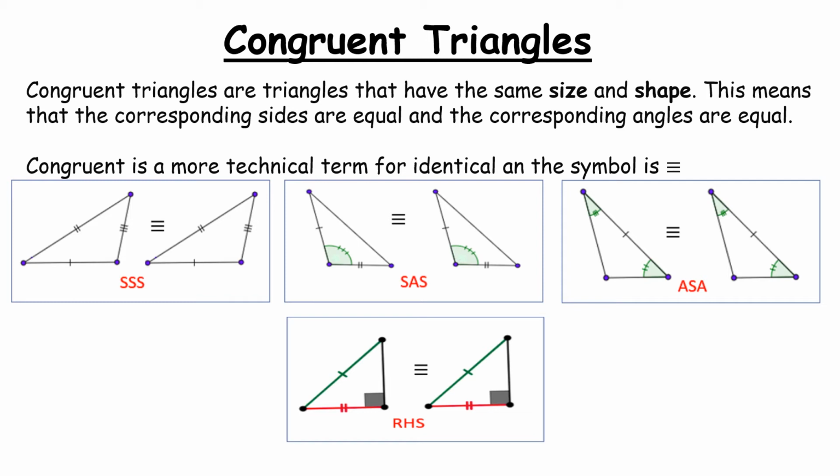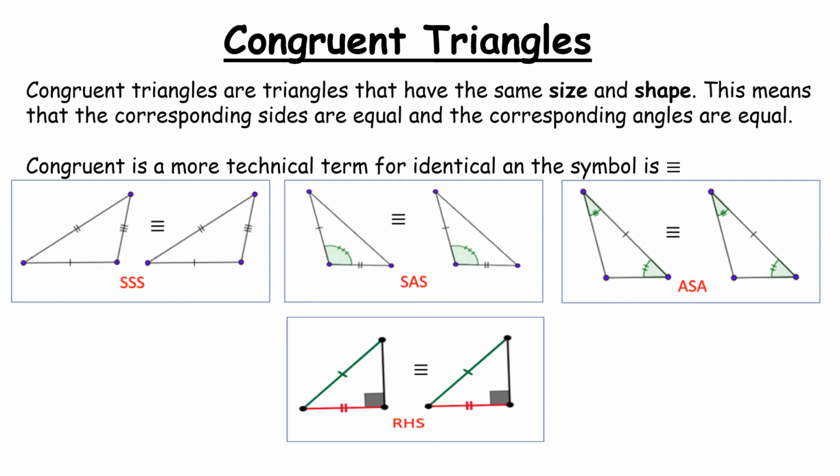The next property we have for proving congruency is ASA, which stands for angle, side, angle. Again, the placement of this is very important. It is 2 angles and the side that is in between. The last one we use is RHS, which stands for right angle, the hypotenuse, and one other side. This is specifically for right angle triangles, and it does not matter which of the other 2 sides we know.